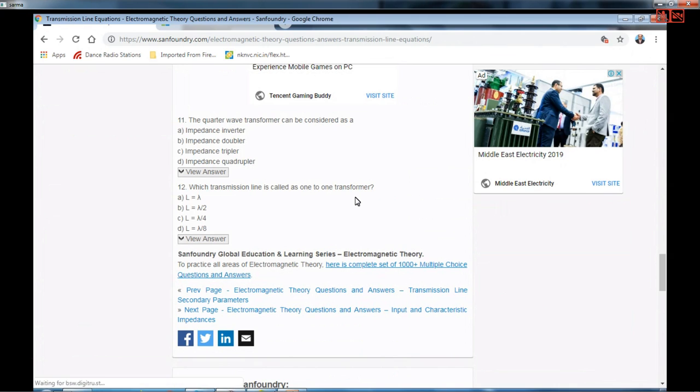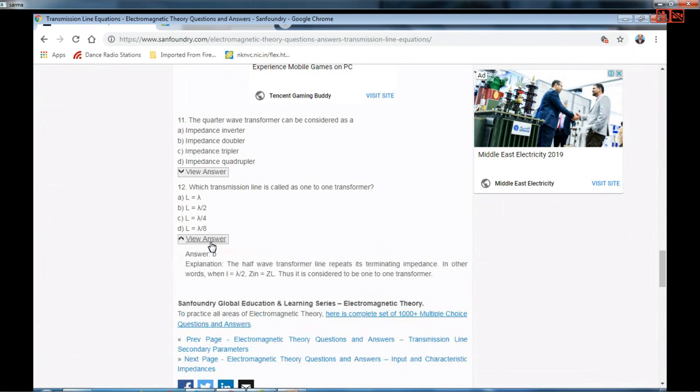So same impedance, if it has to be repeated, what should be the case out of the options given? L equal to lambda, lambda by 2, lambda by 4, lambda by 8. So the half wave line repeats the impedance. So Zin is equal to ZL. So it is considered as a 1-to-1 transformer. It extends the impedance line. That's the only thing we can discuss in these aspects.